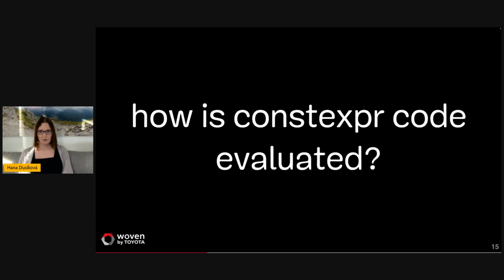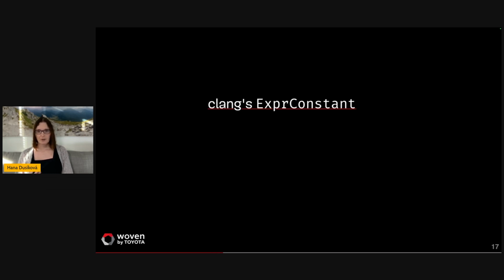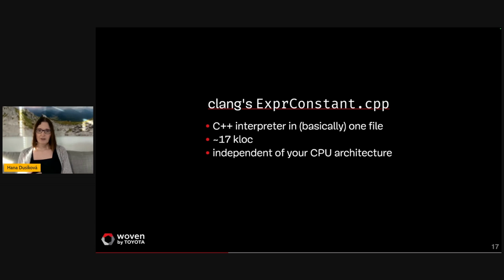So how is constexpr code evaluated? In the constant evaluator, which is part of the compiler. I'm familiar with Clang, so I'm going to talk about Clang, but I think all the compilers are implemented in a kind of similar way. There is a file, ExprConstant.cpp, which is a C++ interpreter in basically one file, and it has 17,000 lines of code. You can see it on GitHub. It's fun to read. And it evaluates C++ independent of your CPU architecture.